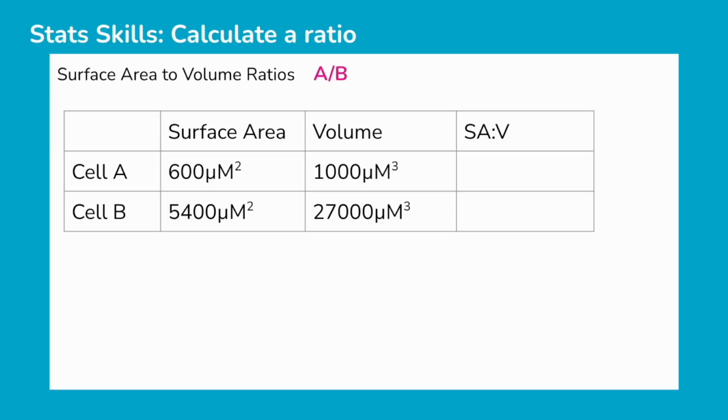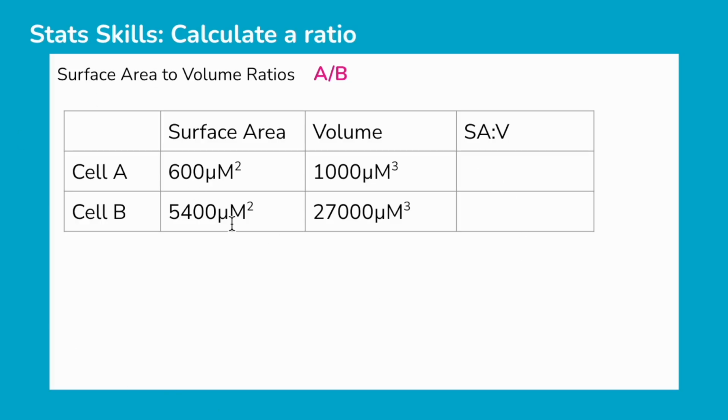Another skill that you'll need to know is how to calculate a ratio. This one is another pretty simple calculation, but you're just comparing one data point to another data point, so you're dividing data point A by data point B. So we would see this maybe in a situation where we're looking at surface area to volume ratio and comparing which cell might be more efficient in exchanging materials or removing waste by diffusion.